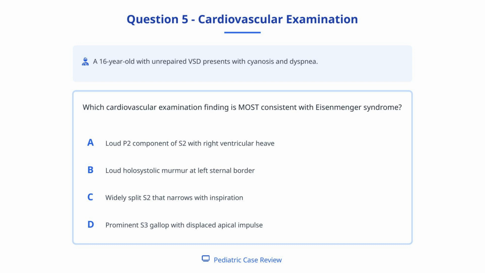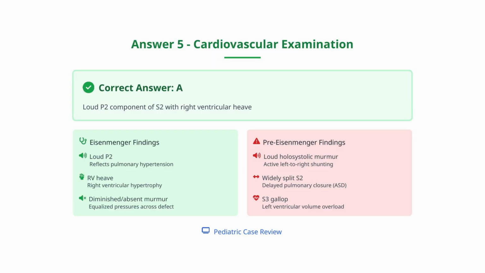For our fifth case, a 16-year-old with unrepaired ventricular septal defect presents with cyanosis and dyspnea. Which cardiovascular examination finding is most consistent with Eisenmenger syndrome? Is it A. Loud pulmonary component of second heart sound with right ventricular heave, B. Loud holosystolic murmur at left sternal border, C. Widely split second heart sound that narrows with inspiration, or D. Prominent third heart sound gallop with displaced apical impulse? The correct answer is A.